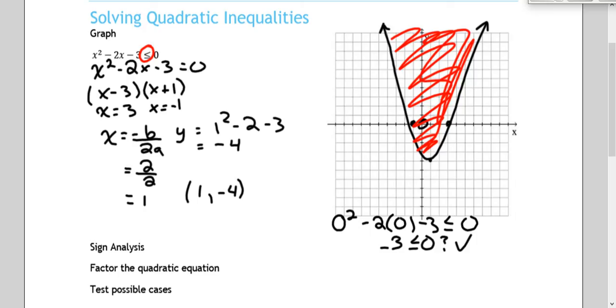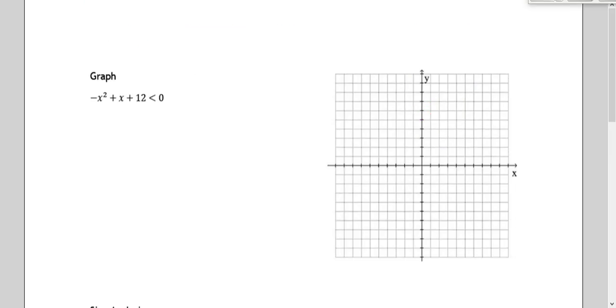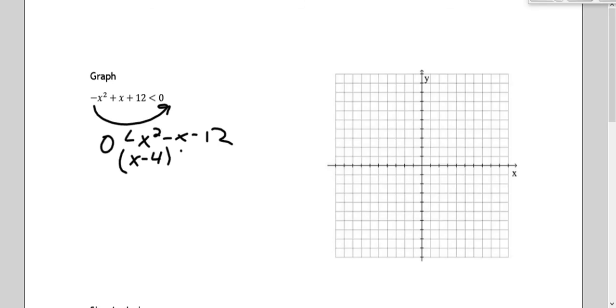So next one here, we have -x squared plus x plus 12. The first thing I'm going to do is move everything over to this side. So then that would be 0 is less than x squared minus x minus 12. Factor it, I have x minus 4 and x plus 3. x equals 4, x equals -3. 1, 2, 3, 4. 1, 2, 3.